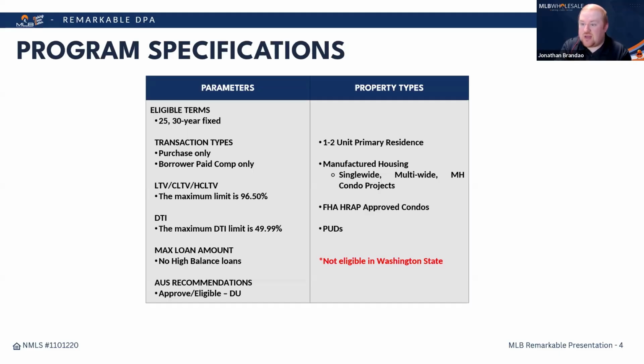We talked about your approve/eligible. We need that. And then for your property types, 1 to 2 unit primary residences. You can do manufactured homes, single wide, multi-wide, even in your condominium projects, as long as the condominium project itself has been FHA HRAP approved. So prior to the application of this particular loan, if the entire community is FHA approved, you're good to go under condos as well, if that pops up.